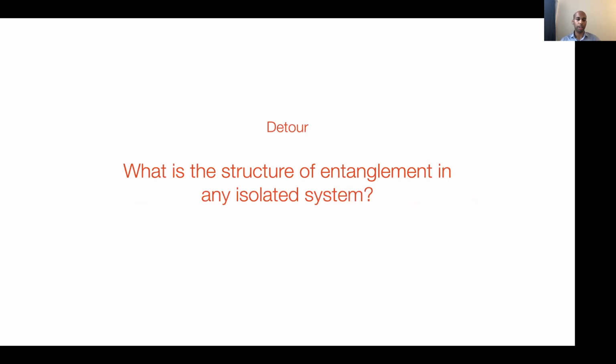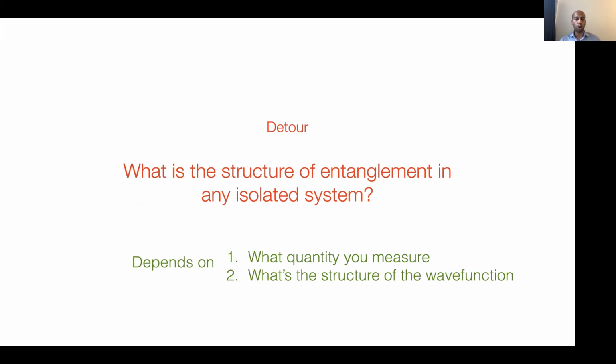So let's take a small detour. How do we actually study the structure of entanglement in any isolated system? So broadly, there are two aspects to it. It depends on what quantity you measure, because there are a plethora of quantities you can measure, and what is the structure of your wave function, because you're really asking about pure states, and you're asking what is the structure of your wave function. Is it a completely random wave function? Does it have structure to it? So it depends on these two quantities. So let's look at what quantities to measure. And this detour might seem elementary to some, but it will help with notation. So please bear with me.